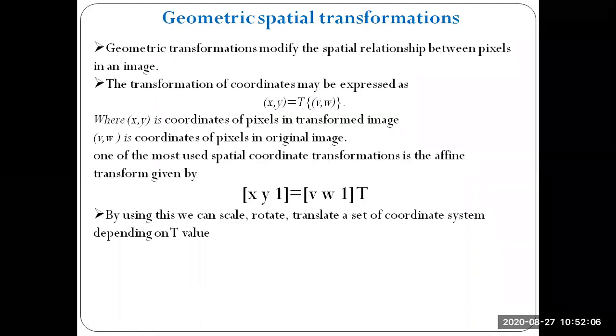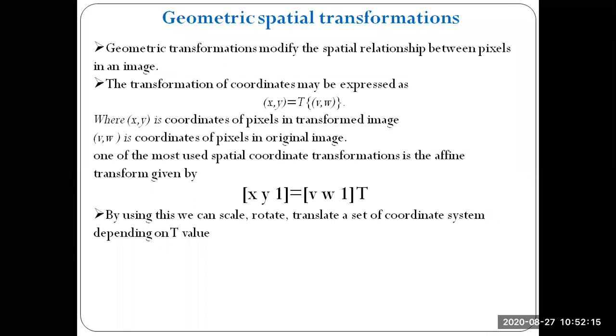Next, what is the next operation? How many spatial operations? Single pixel operation, neighborhood operation, and geometrical spatial operations. So the spatial operations are 3: single pixel, neighborhood, and the third one, geometric spatial operation. As I already told you, in geometrical spatial operations, you are changing the direction of an image.